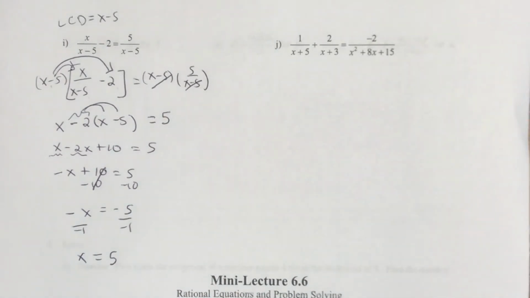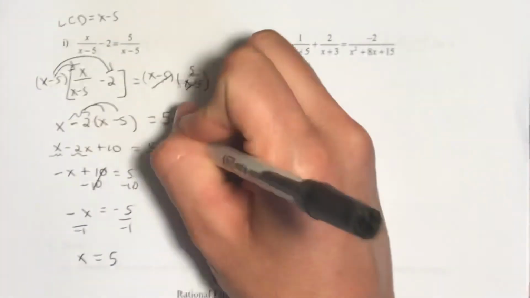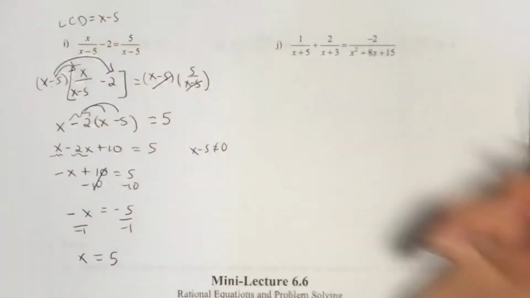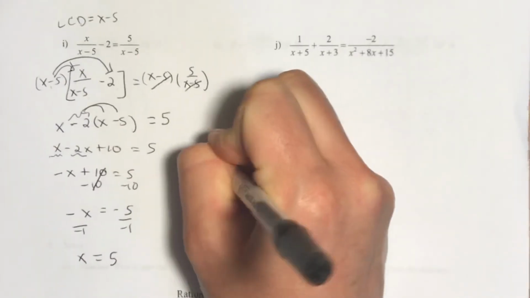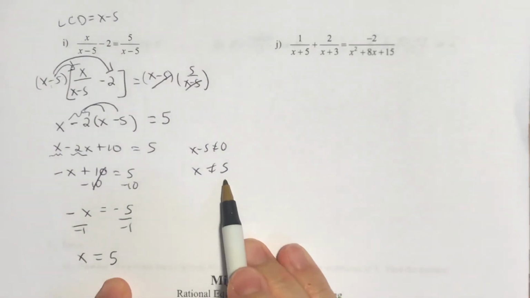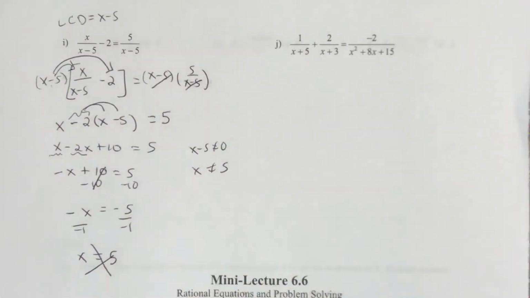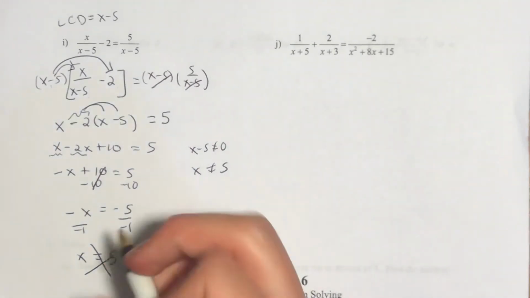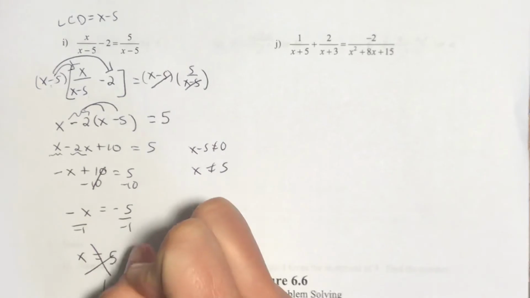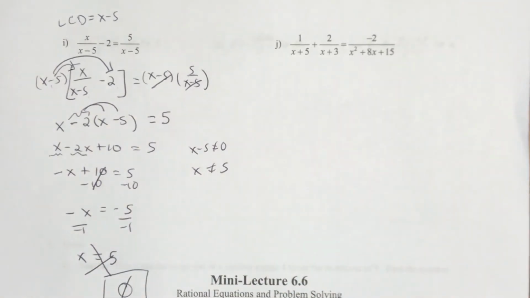All right, we have to check that. So we look at a denominator. X minus 5 can't equal 0, which means x can't equal 5. Since that is what we got as our solution, it cannot be a solution because x cannot equal 5, which means we have no solution or the empty set. Okay. So again, that symbol means no solution.